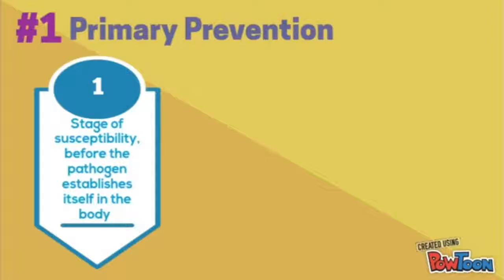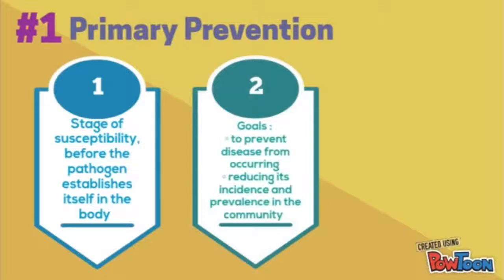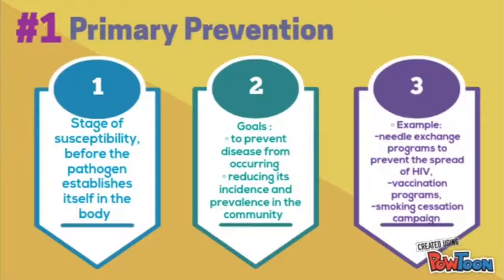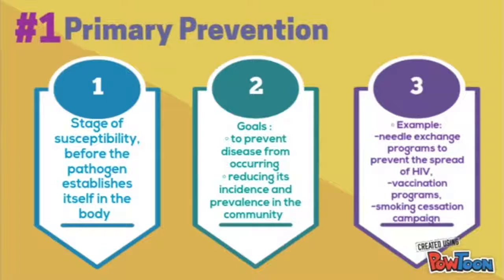Primary prevention is the stage of susceptibility before the pathogen establishes itself in the body. The goal is to prevent disease from occurring, reducing its incidence and prevalence in the community. For example, needle exchange programs to prevent the spread of HIV.